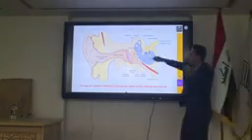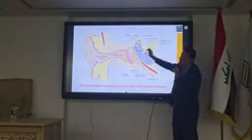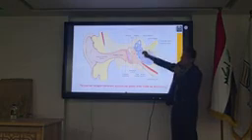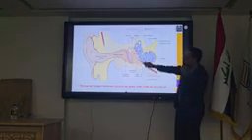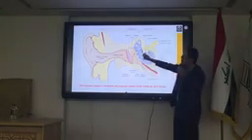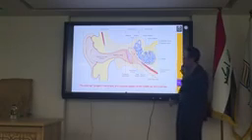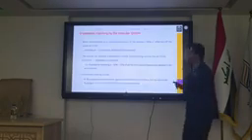Okay, so let's see here that in the vestibular apparatus we have 3 semicircular channels and 2 enlargements that are called utricle and saccule, right?